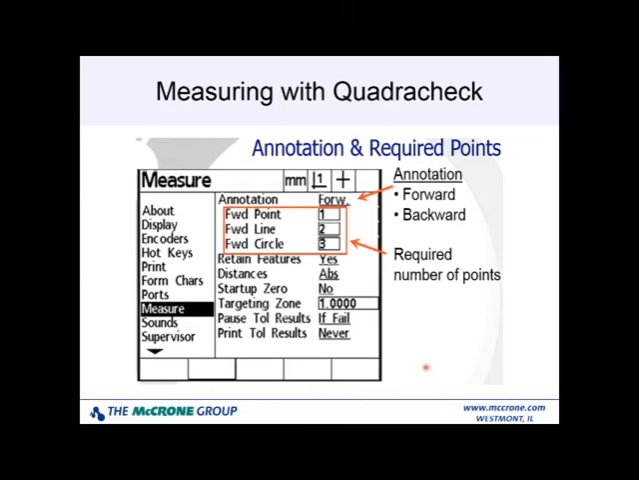You can set in the system whether or not you want to stick with, for instance, a 3-point circle, or if you want to boost it up to 5 points. If you want to determine a line with only 2 points, or 3 points, or 4 points. In general, more points result in higher accuracy of the feature that you are probing. You can also set forward or backward annotation. Forward annotation sets the number of points, whereas backward annotation allows you to probe more points than the minimum number of points required.